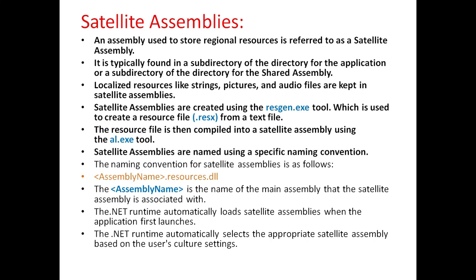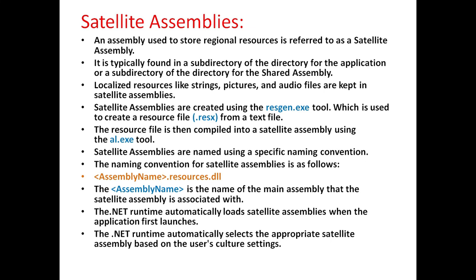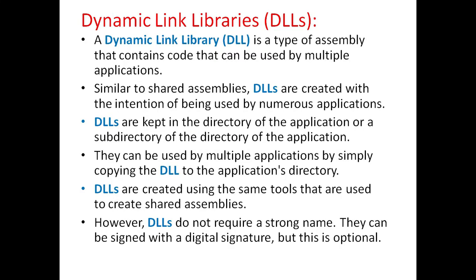Satellite assemblies are named using a specific naming convention: assemblyname.resources.dll. Here assemblyname is the name of the main assembly that the satellite assembly is associated with. The .NET runtime automatically loads satellite assemblies when the application first launches. The .NET runtime automatically selects the appropriate satellite assembly based on the user's culture setting.